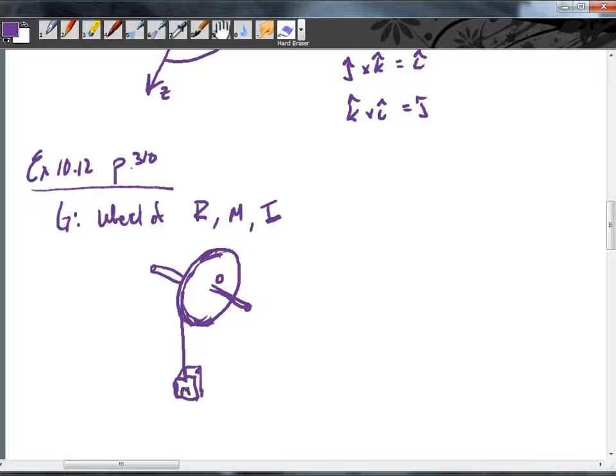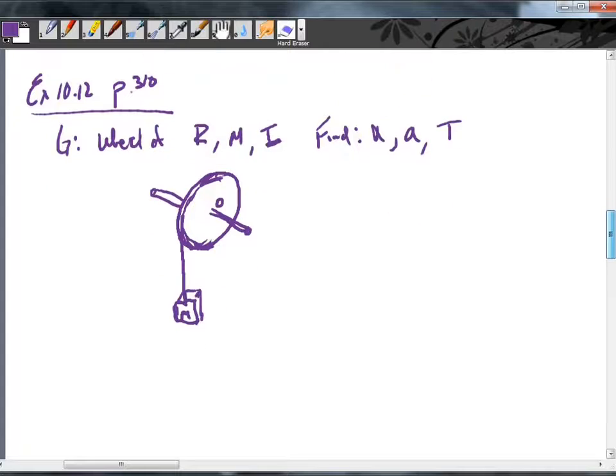This is mass m. All right. We need to calculate the angular acceleration of the wheel, the linear acceleration of the object, and the tension in the cord. So, solve.